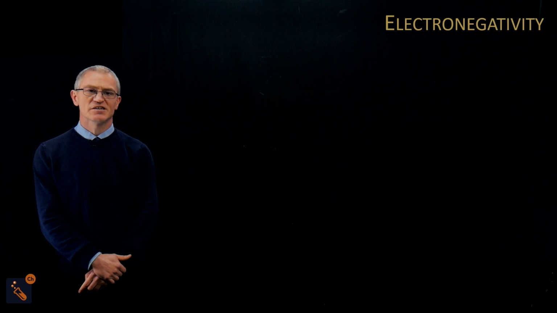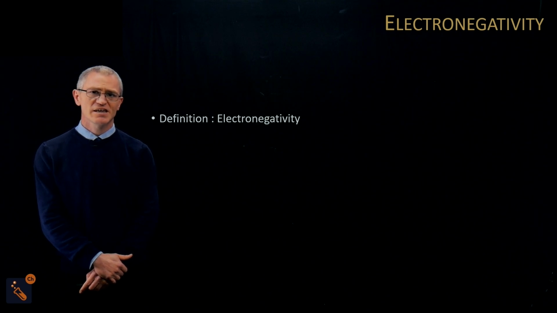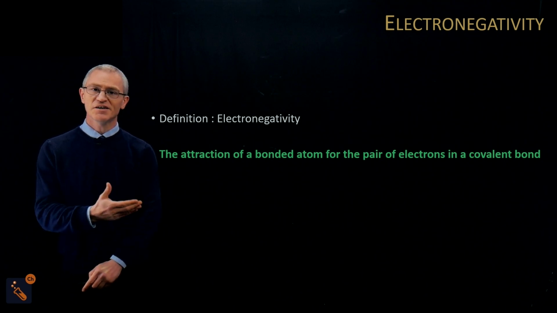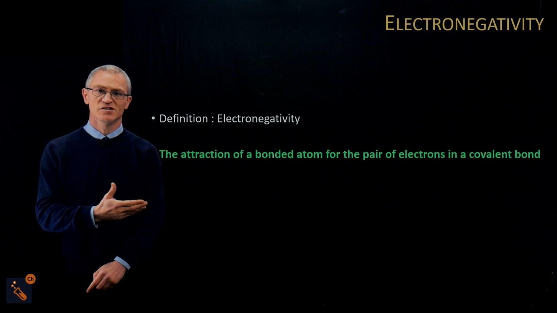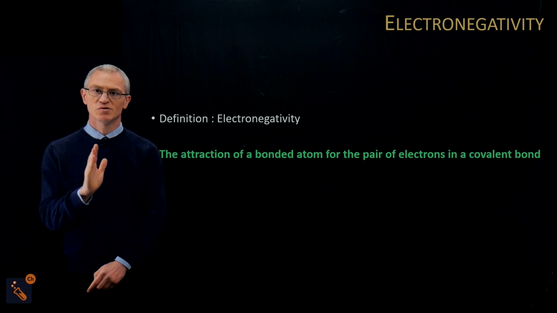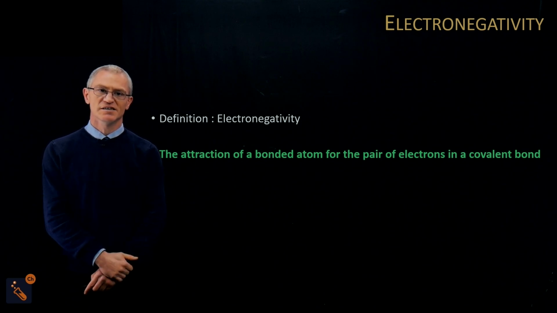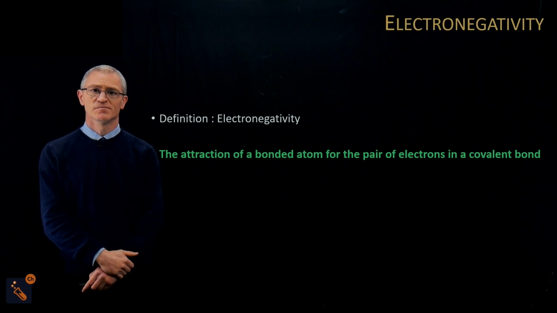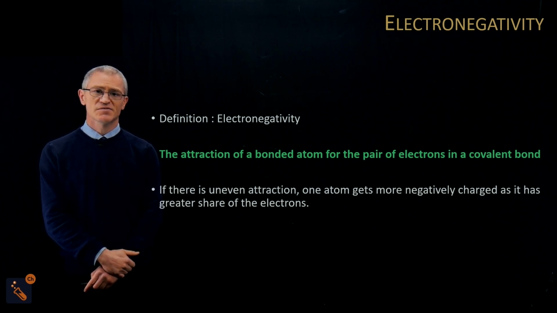If we carry on to electronegativity, electronegativity is essentially the attraction of a bonded atom for the pair of electrons in a covalent bond. So if, for example, as we did in the last slide, an atom is smaller, it has a higher nuclear charge, it will be electronegative because it will pull the electrons towards itself. And that's within a covalent bond. Again, required definition. Now, this uneven attraction means that you can get a dipole.